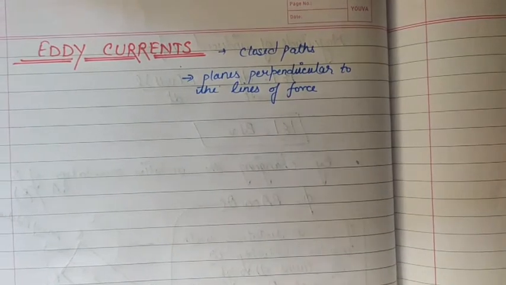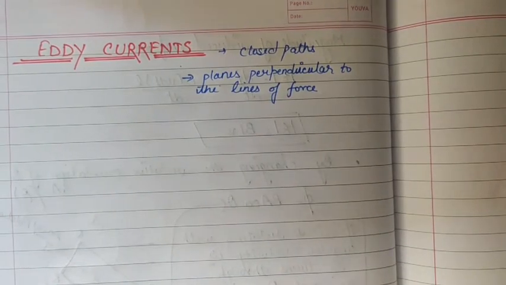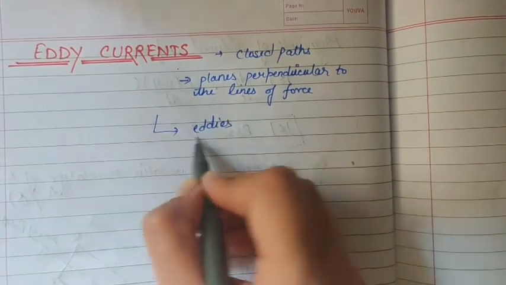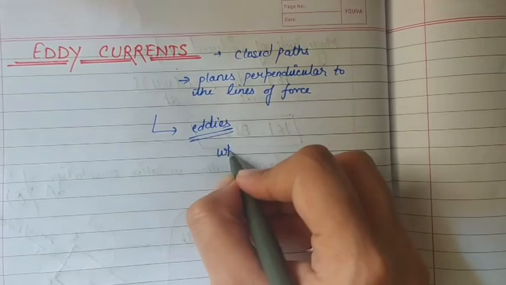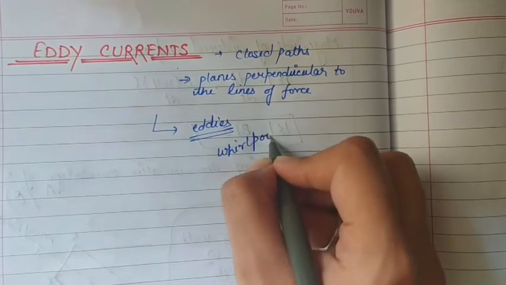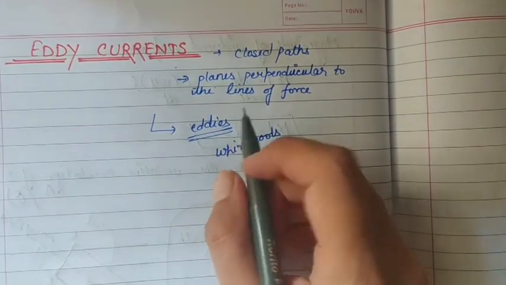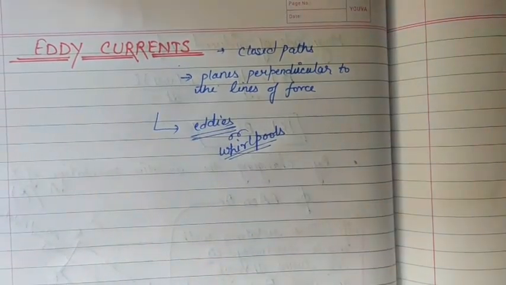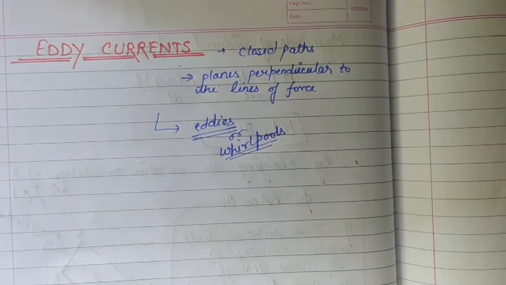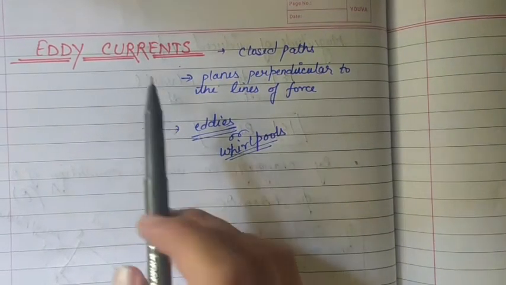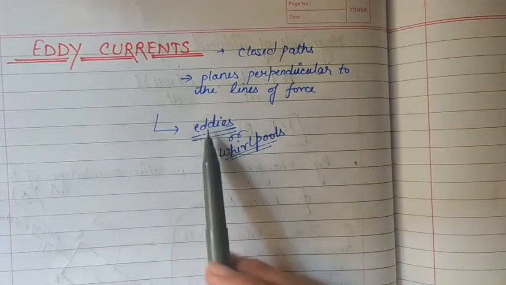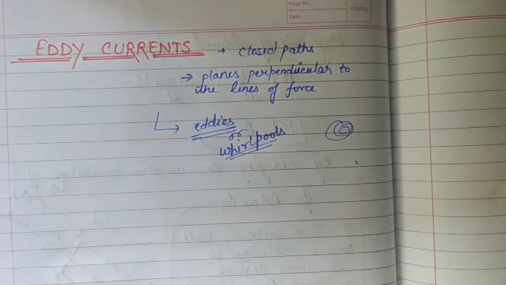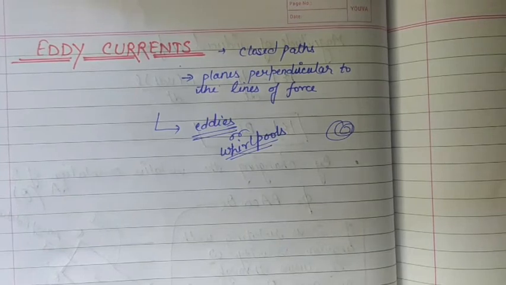So these currents actually look like eddies, or sometimes like whirlpools. That's why they are named eddy currents. Why do we call them eddy currents? Because they look like eddies, something like this. They look like eddies or whirlpools of water. That's why they are known as eddy currents.